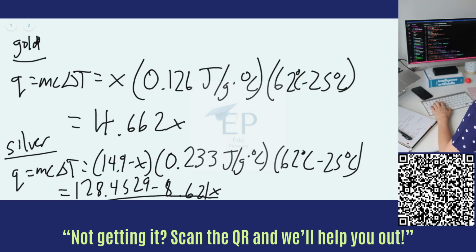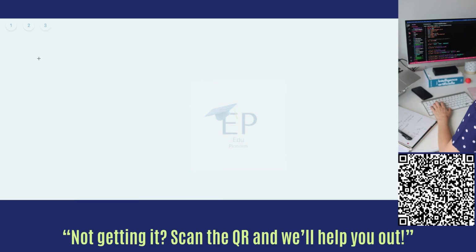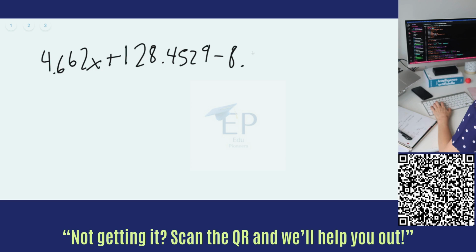And so now if we take our heat of gold and heat of silver and add them together, so we take 4.662x, the heat of our gold, plus the heat of our silver, 128.4529 minus 8.621x. This will equal the heat of our water, 93.95 joules. And so now we can just solve for x.